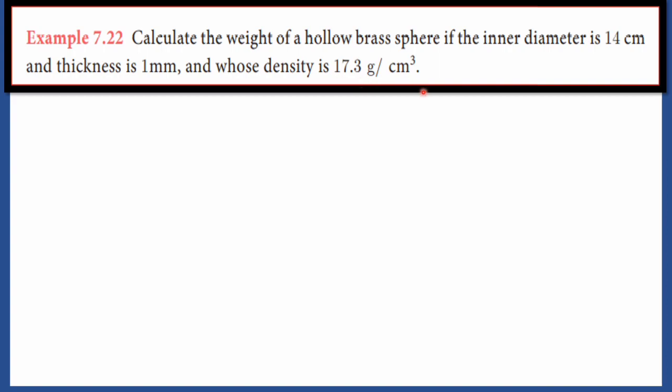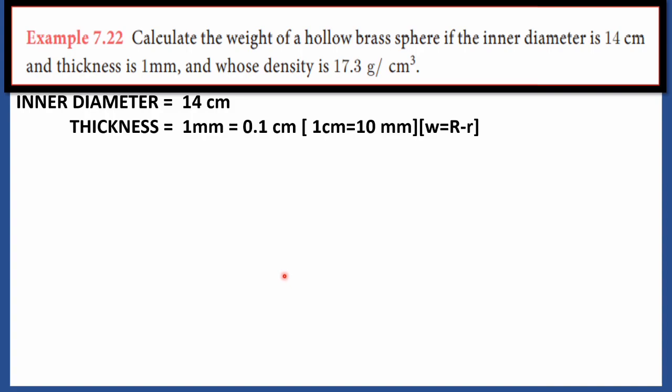Listen, first write what is given. Inner diameter is given 14 centimeter. From this we have to find the inner radius. Thickness is given 1 millimeter. Convert this millimeter into centimeter. We have to divide this 1 by 10. 1 by 10 centimeter. We write in decimal form 0.1 centimeter.